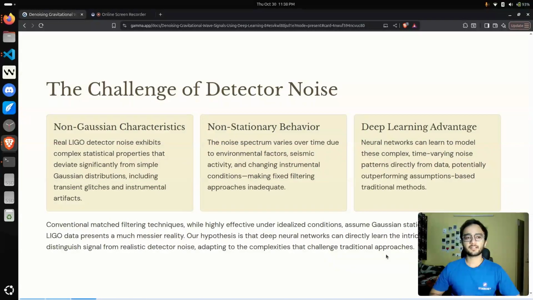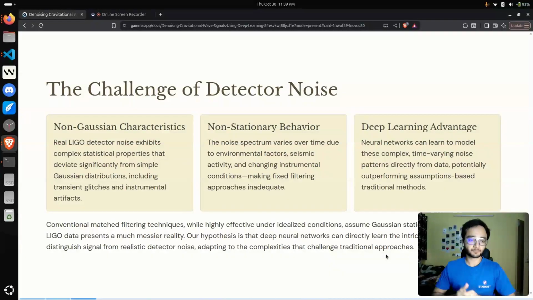The problem with this kind of detector noise is that it has non-Gaussian characteristics. Real detector noise exhibits complex properties that are significantly different from Gaussian distributions. It shows non-stationary behavior. The noise spectrum can vary over time due to multiple different kinds of factors. Even quantum vacuum effects and the smallest seismic tremors can add a lot of noise. The deep learning advantage is that a complex neural network can detect all these different noises and can filter these out dynamically and can give you the real signal, which is very faint, with a lot of accuracy.